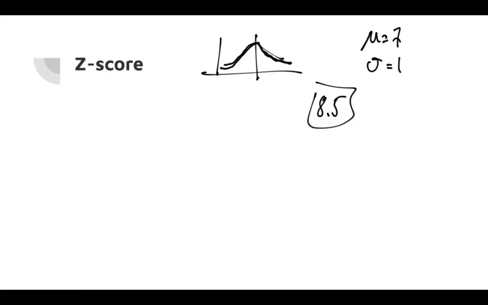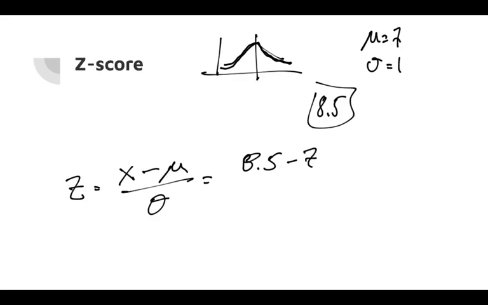To calculate a Z-score, there's a pretty simple equation. Z is going to equal the data point that you're interested in, minus the average, or the mean, divided by the standard deviation. So for me, my data point is 8.5 minus the average, which is 7, divided by the standard deviation, which in our case is 1. And so 8.5 minus 7 is going to be 1.5, divided by 1 is 1.5.